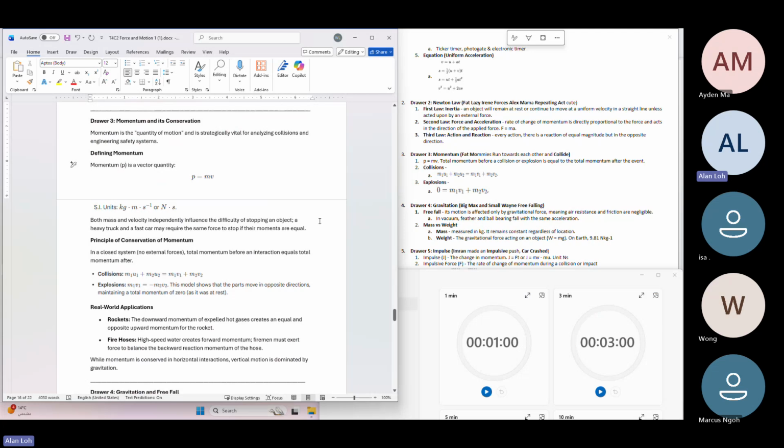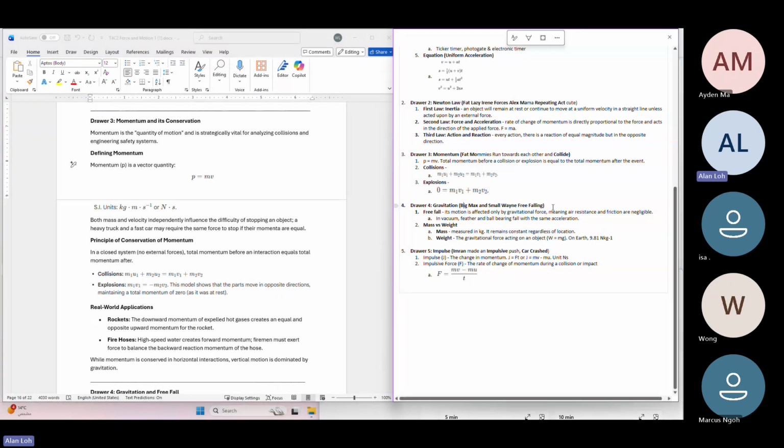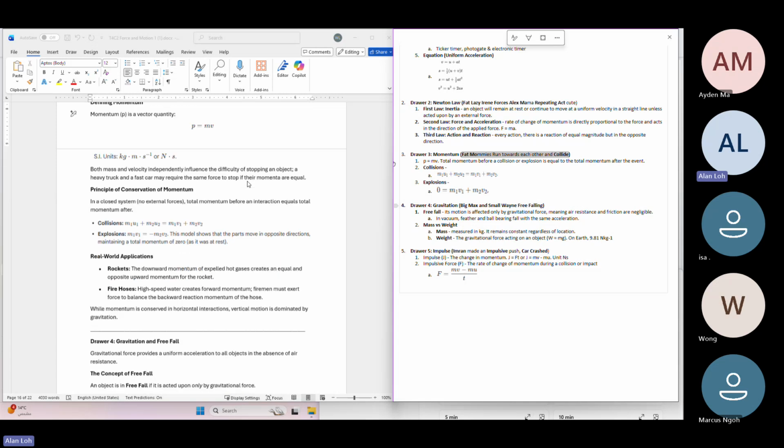Momentum. Anything that needs to be explained over here? We explain the story in the next step, then it helps you to remember the concept better. That's momentum. This one: fat mummies run towards each other and collide. Right. I think by now, by reading this story, you have some idea why I created this story. I'll tell you in detail later in the next step.